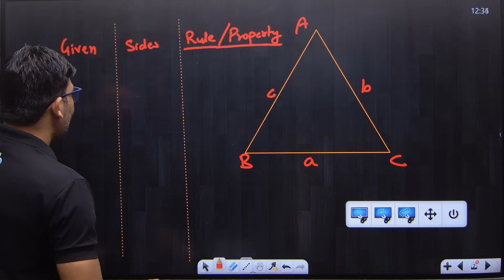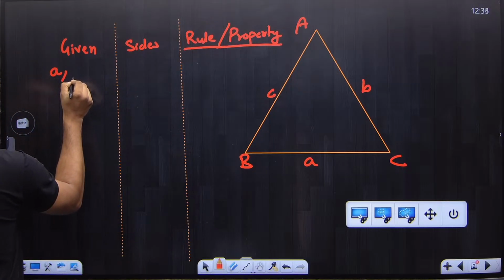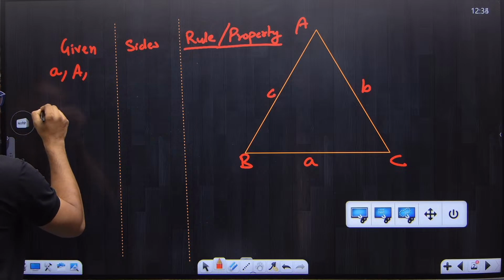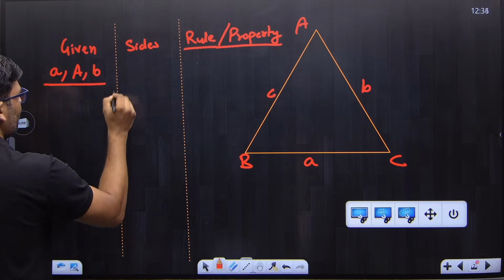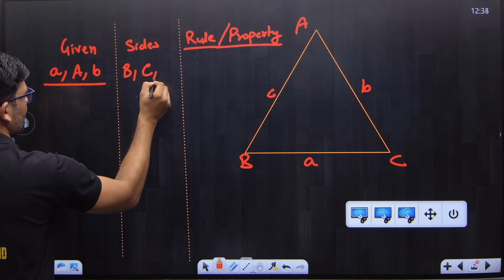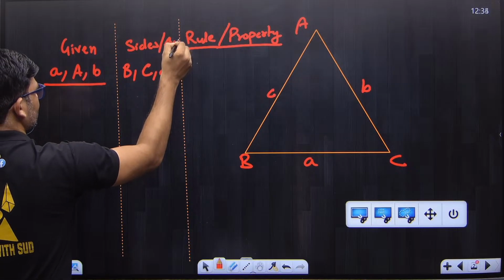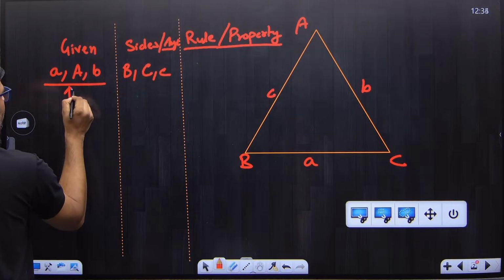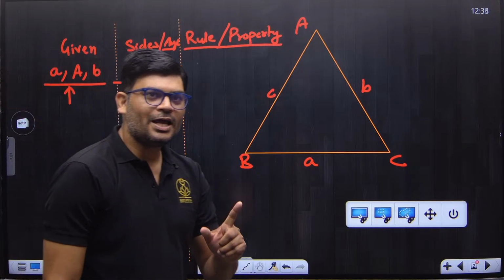So if angle A is given to you, and B is given to you, and you have been asked to find B, C, and small c, sides and oblique angles. Three things are given to you. Three more things you need to find. One by one I will ask you.